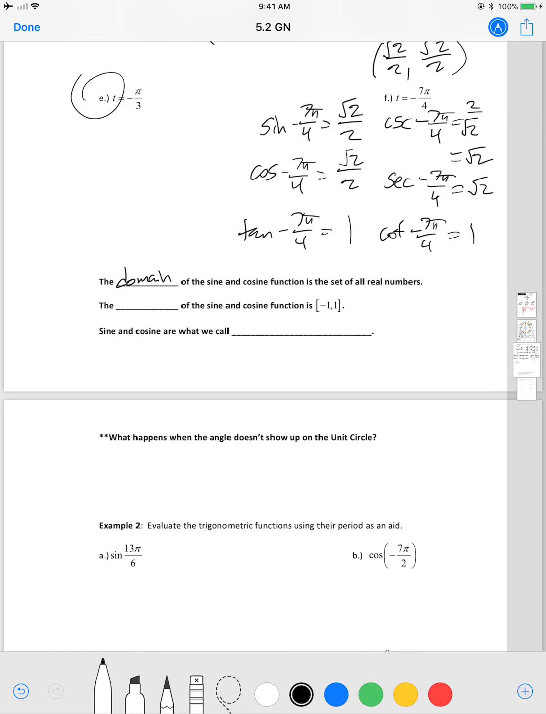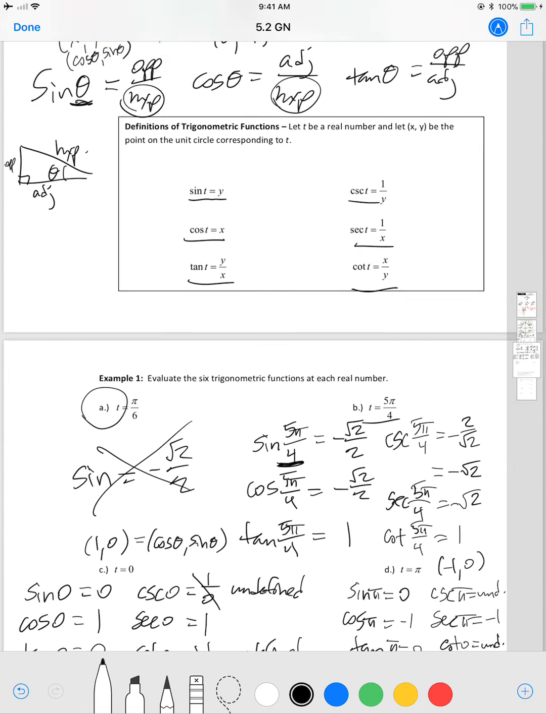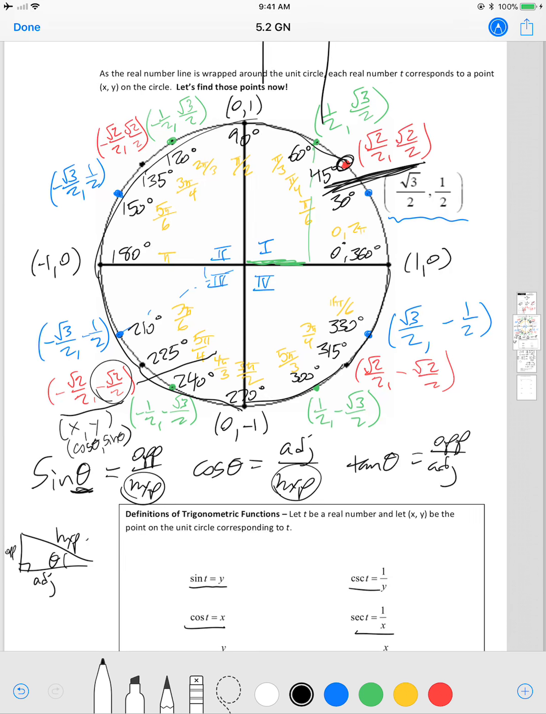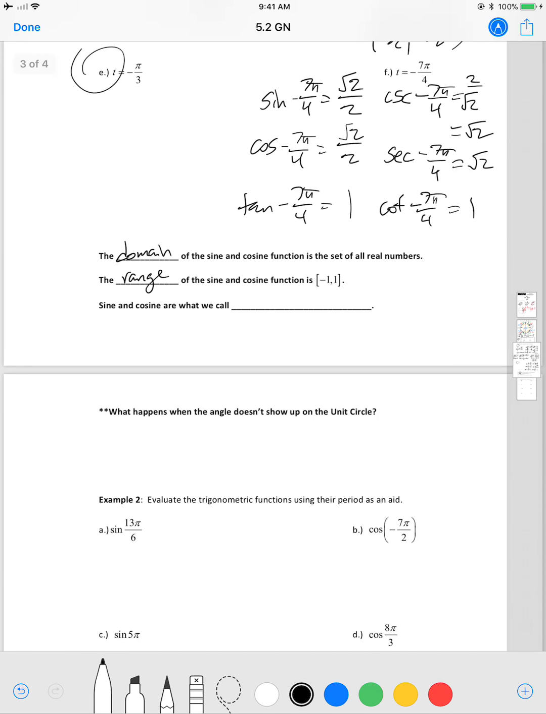The blank of the sine and cosine function is the interval from negative 1 to 1. That's including negative 1 and 1. And that will be the range. The range is the possible y values, the outputs of my function. And so I see that if I look at the outputs, the coordinates on the unit circle, none of these numbers is greater than 1 or less than negative 1 for sine and cosine. So for sine and cosine, my range is between negative 1 and 1.